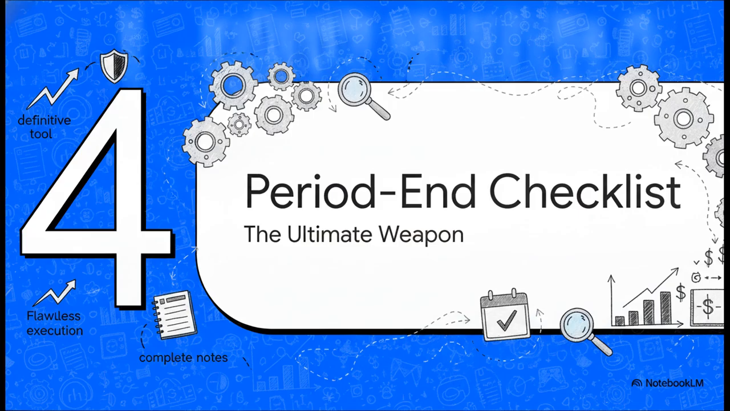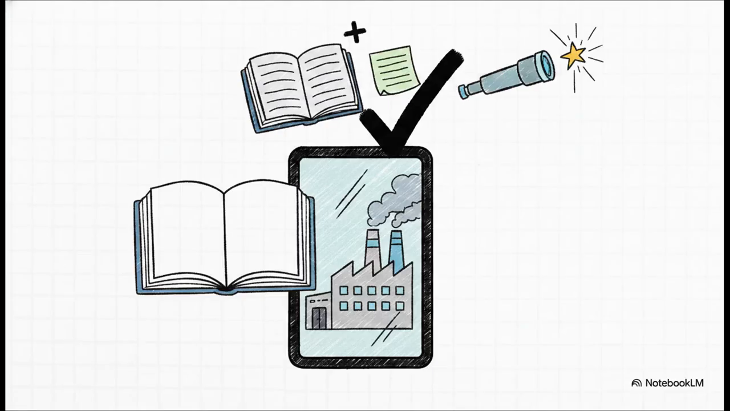Section 4, the period end checklist. This is your ultimate weapon. If you want flawless execution before issuance, a period end checklist is exactly how you get there. You've got to use this at every single close. So, the crucial point is starting with your SSAP and policy disclosures. Your checklist must absolutely confirm that the SSAP perfectly mirrors what the entity actually did this period.